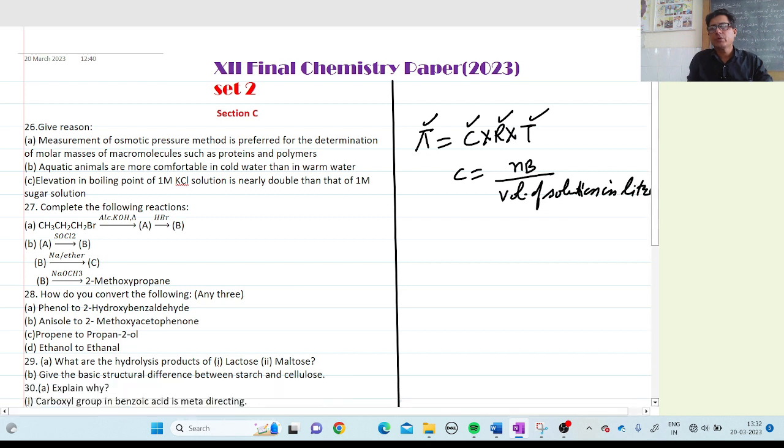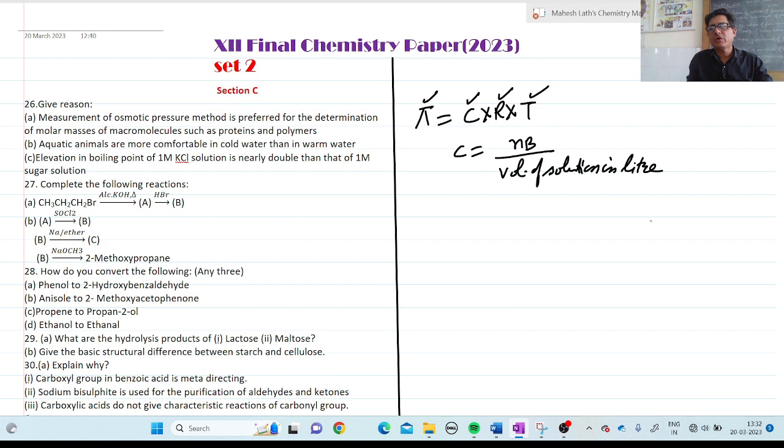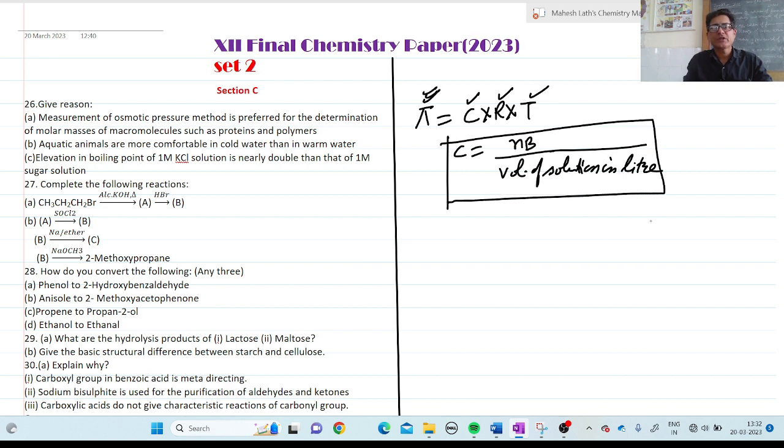So no matter how small the quantity of solute is, the value of C can be determined. So it is the osmotic pressure, which is represented by pi. That is why osmotic pressure is preferred for the determination of molar masses of macromolecules.